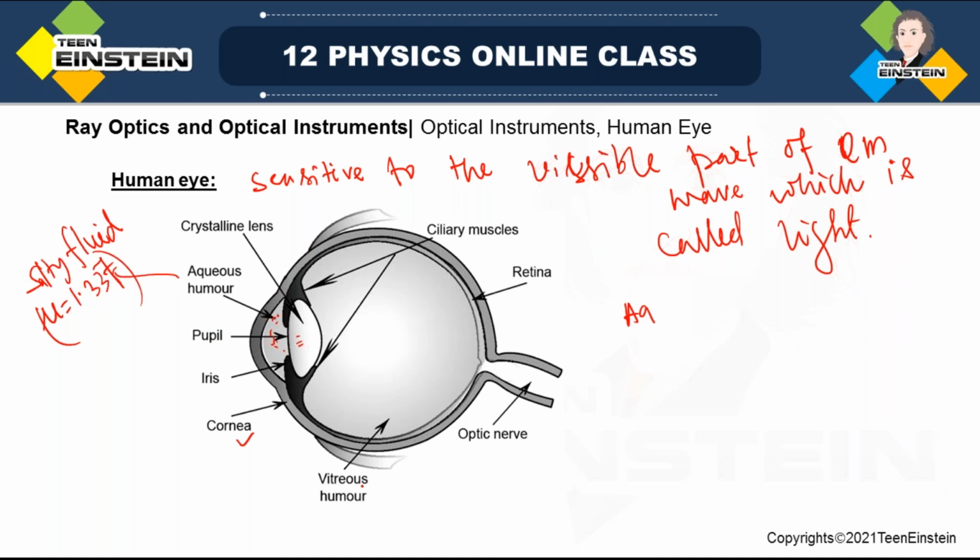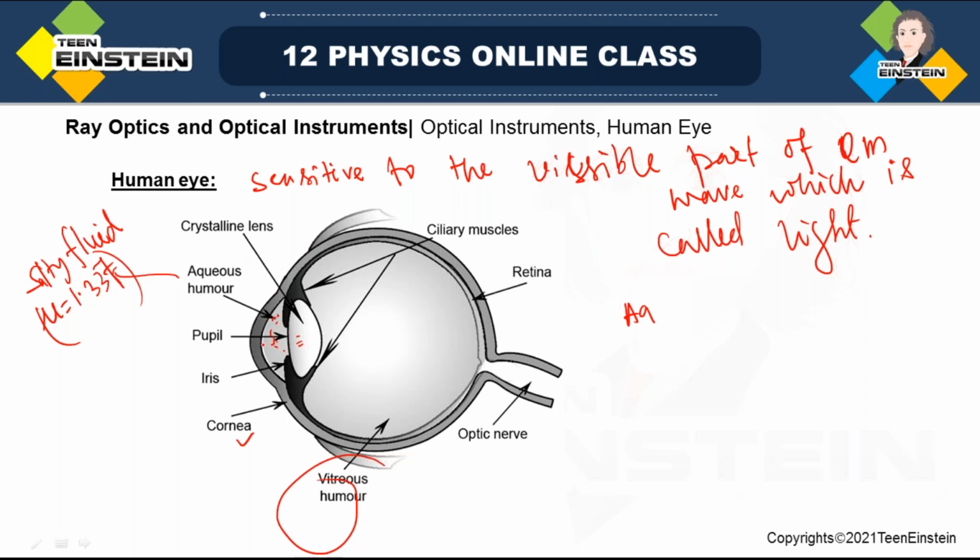Now there is another humor, the vitreous humor. You can see here, it is covering almost the whole volume of the eye. This vitreous humor is a jelly kind of fluid that fills the space between the retina and the eye lens.